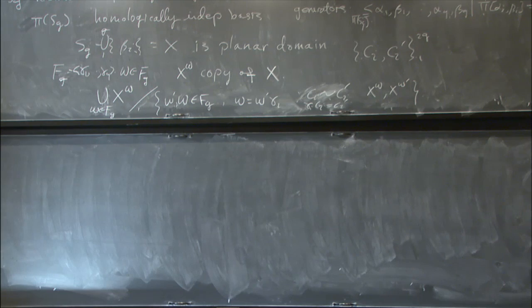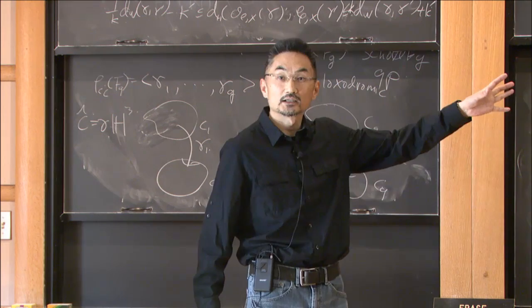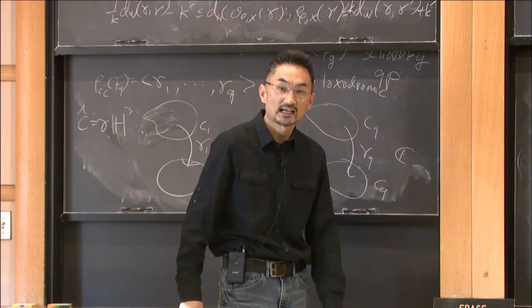Can you clarify which direction? Are you starting with the Schottky group and making a Riemann surface? Yeah, I'm trying to tell you that a Riemann surface can be covered by a Schottky group. So you're starting with the Riemann surface. Right, exactly. Yeah, that's right.